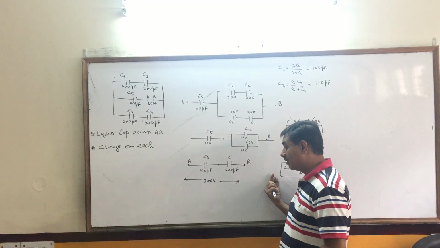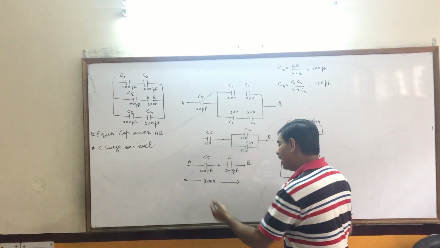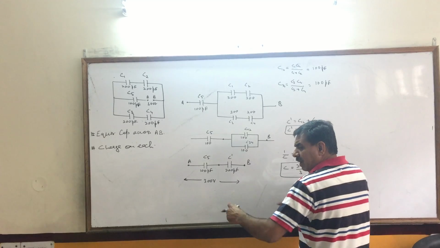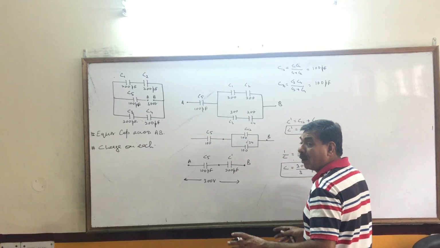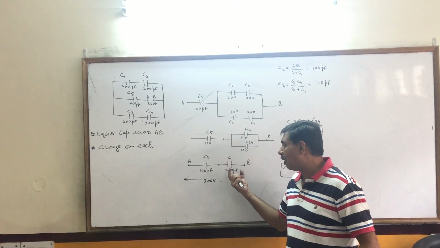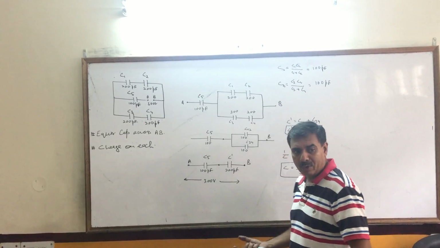Had there been 3 capacitors, I would have done it. I can divide it in inverse ratio. Even if I do it, there is no hassle, because that is another way to find the potential drop across this also. Tell me, how do we do it?